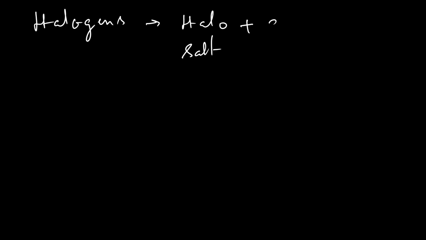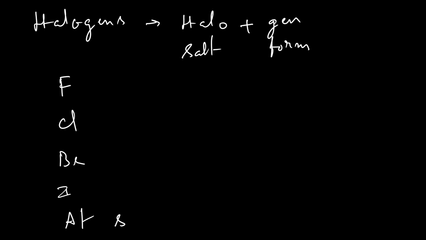On the other hand, halogens. Halo means salt, gen means form. Halogens means salt formers: fluorine, chlorine, bromine, iodine, astatine. Atomic numbers 9, 17, 35, 53, and this is astatine, 85.